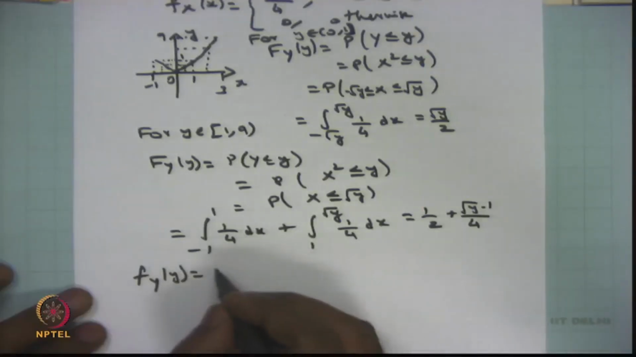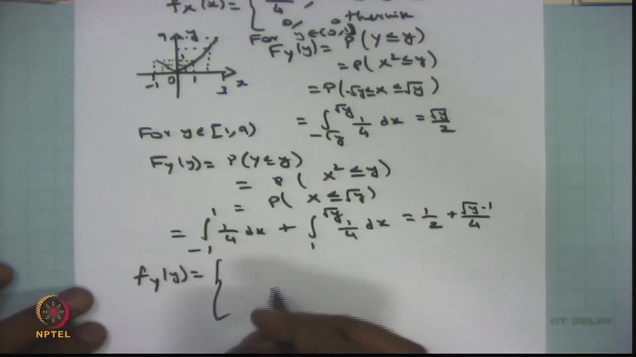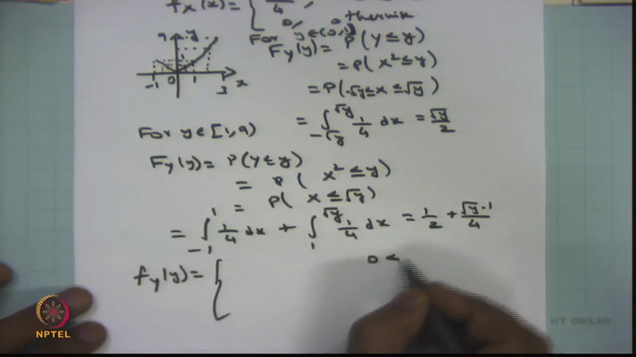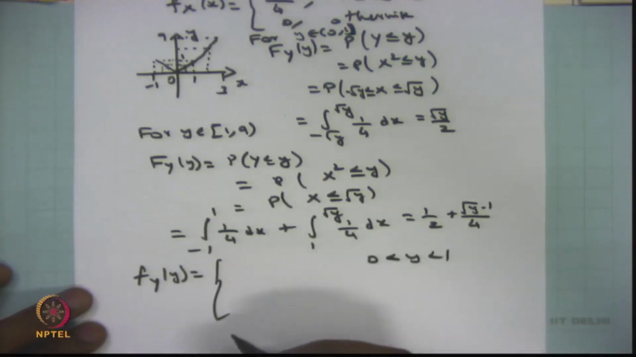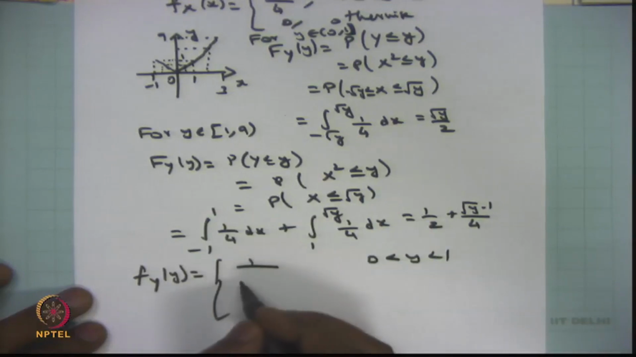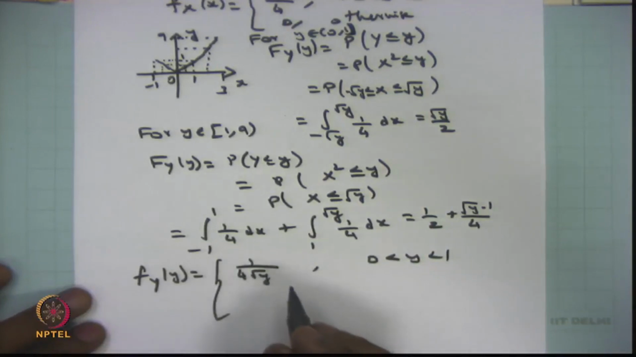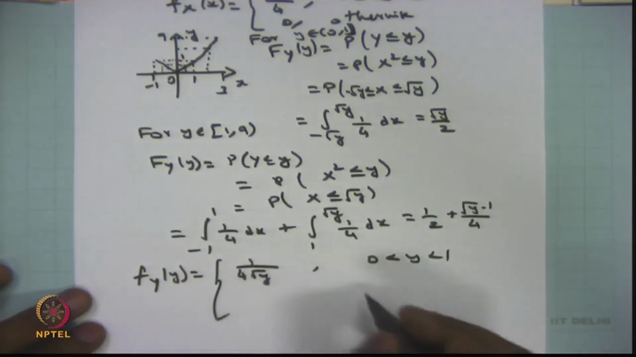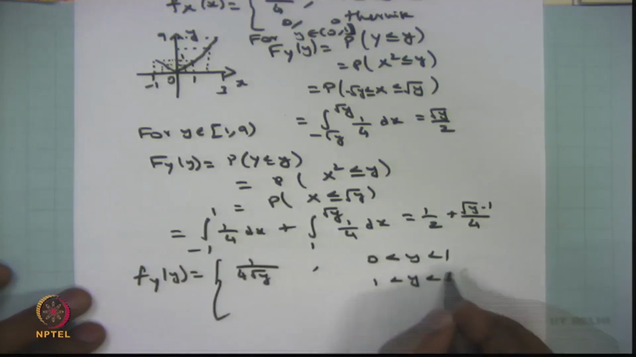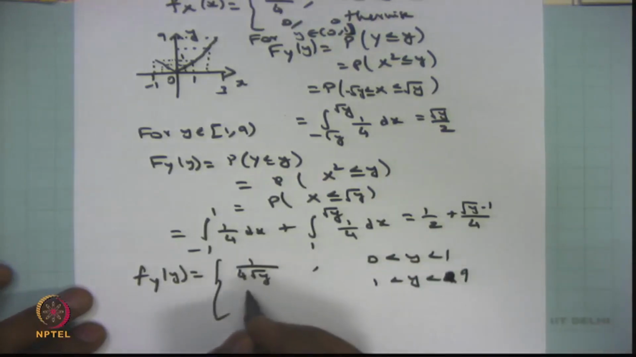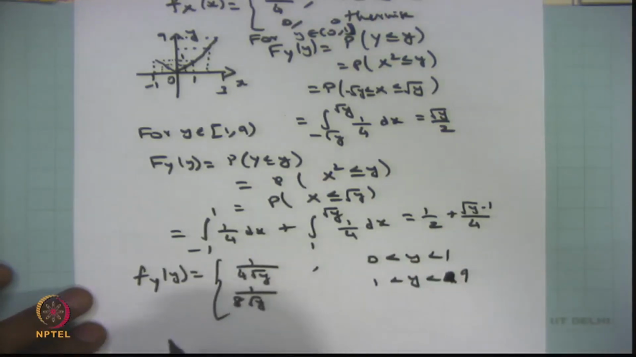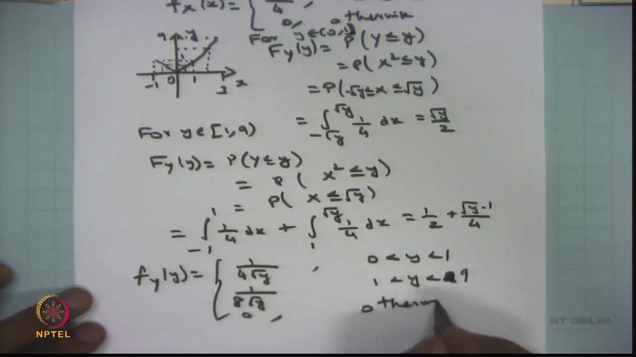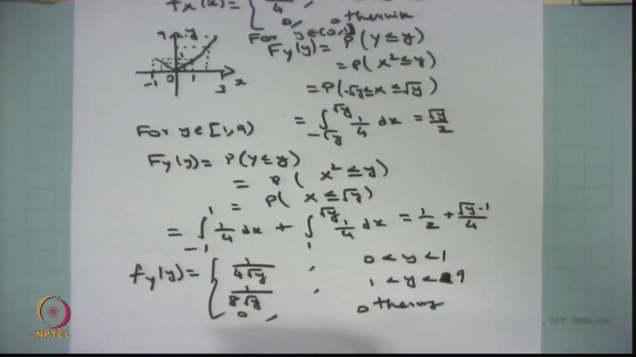By differentiating the CDF, when y lies between 0 to 1, you will get 1 divided by 4 times square root of y. When y lies between 1 to 9, you will get 1 divided by 8 times square root of y. Otherwise 0. So, this is the probability density function.